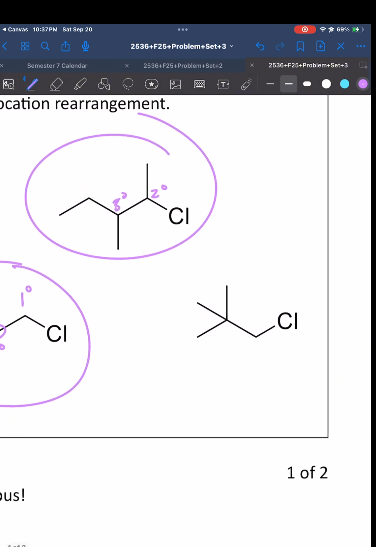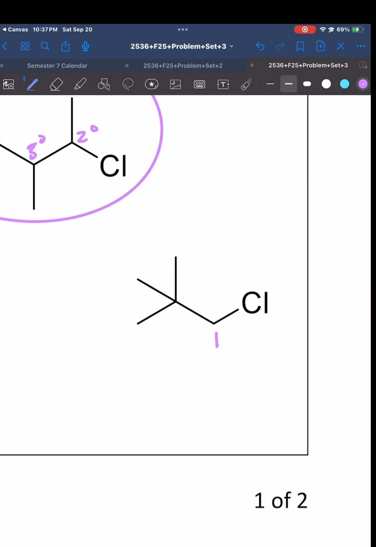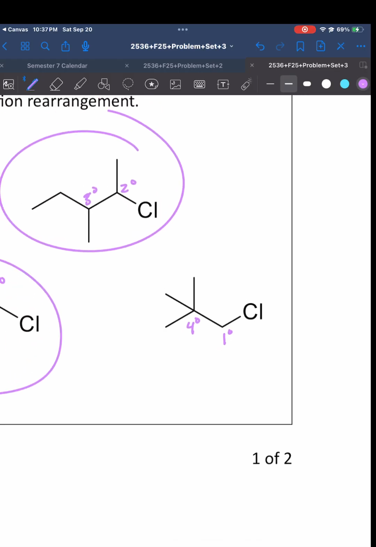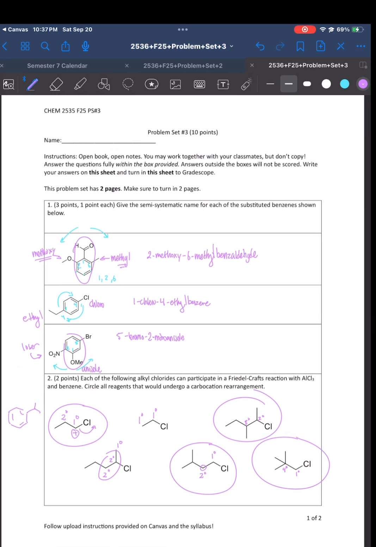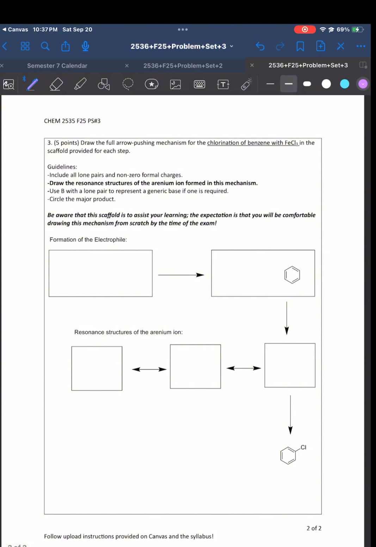Let's look at this final one here. This is going to be primary, and if we look right next door, this is quaternary. This is the max substitution, which is very, very stable, and this will for sure rearrange. All right, now let's move on to the second page.